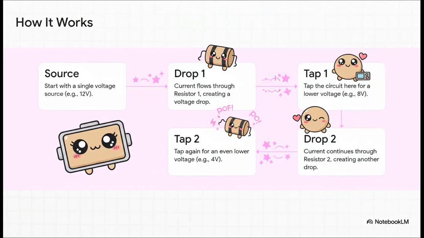So here's the basic idea of how it works. You start with one power source. Let's say it's 12 volts. As the electricity flows through the first resistor, some of that voltage gets used up pushing through it. This is called a voltage drop. So if you were to measure the voltage right after that first resistor, you might get something lower, like 8 volts. Then the current keeps going through a second resistor, causing another voltage drop. If you measure after that one, you might get an even lower voltage, like 4 volts. It's an unbelievably efficient way to get all the different voltages a complex circuit needs.